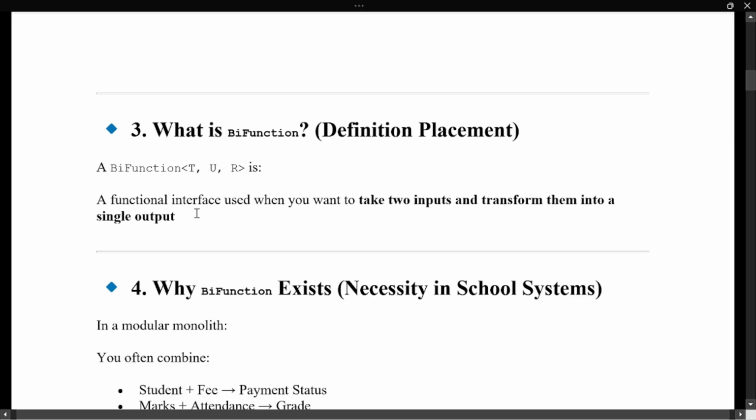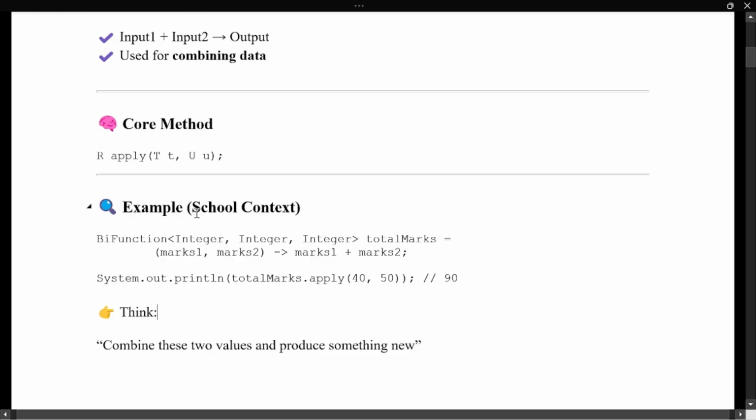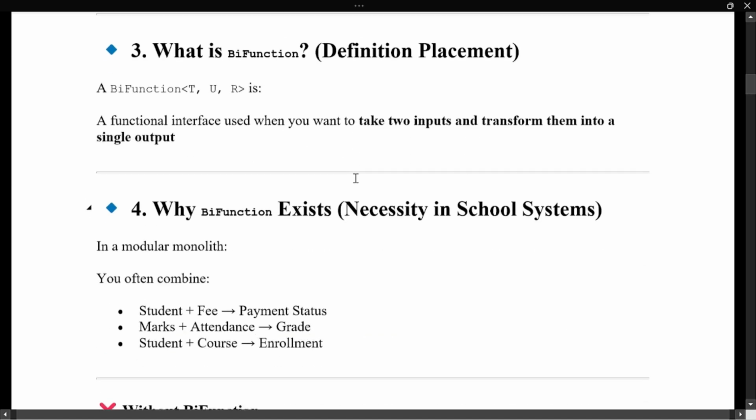So what is BiFunction? Again, it is a functional interface. It is used to take two inputs and transform them into a single output, just like we have seen, right? Here we are taking two inputs, marks 1, marks 2, and transforming them into a single output, marks 1 plus marks 2, single output.